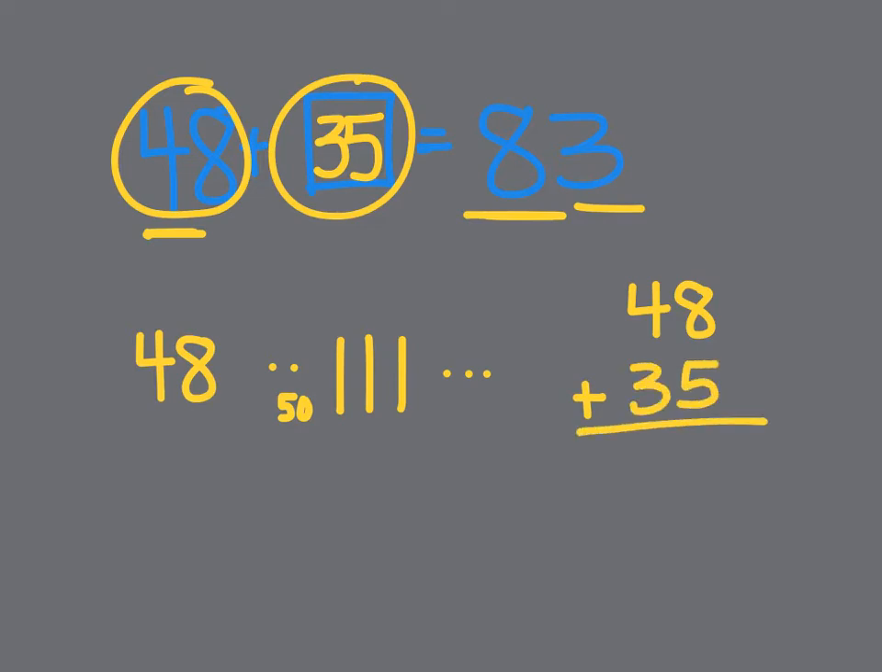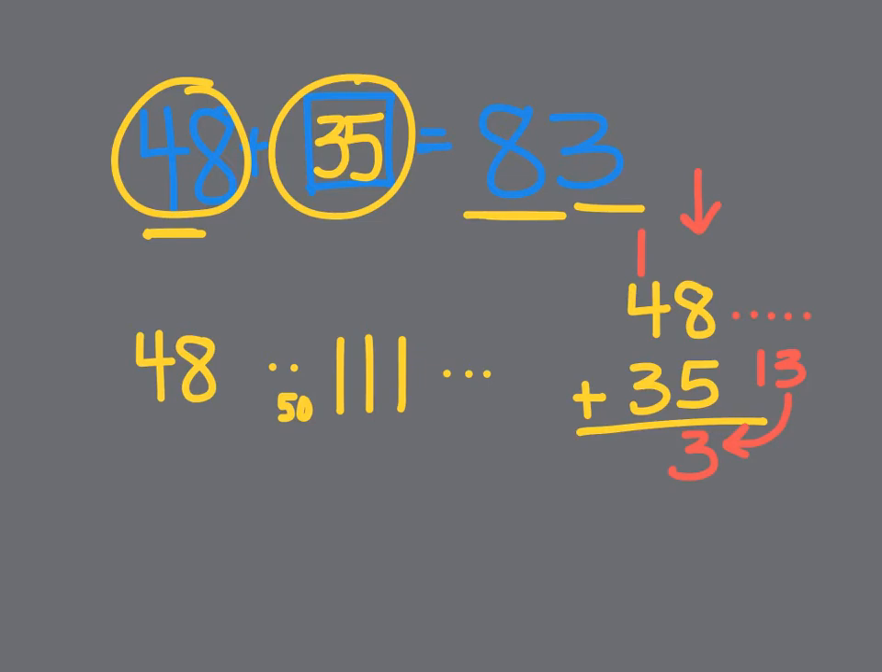I make sure my ones are on top of my ones, my tens are on my tens, and I'm going to do new group above by starting here in my ones place. 8 plus 5. 8, 9, 10, 11, 12, 13. 8 plus 5 equals 13. The 3 goes down to the ones place and the 1 comes up top, my new group above.